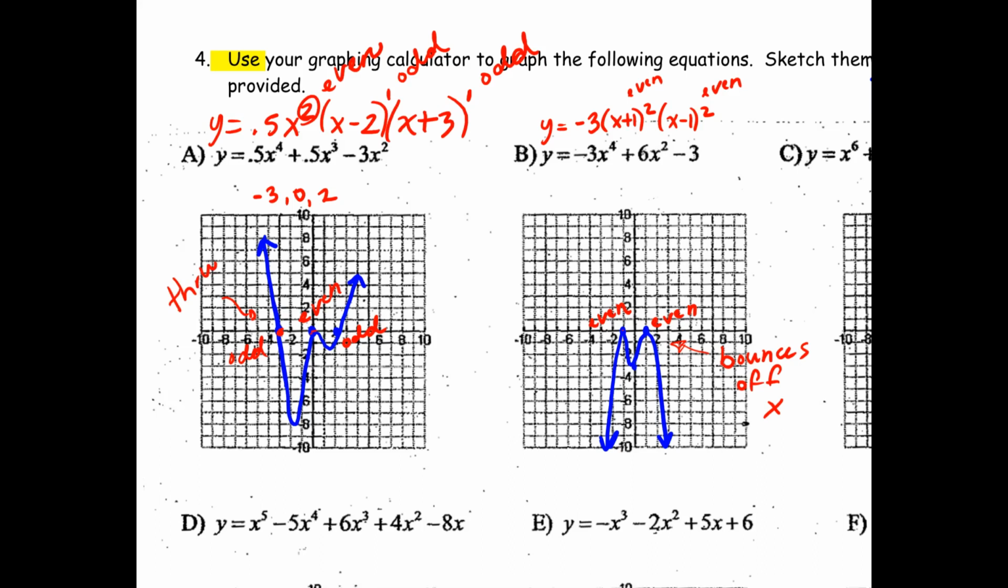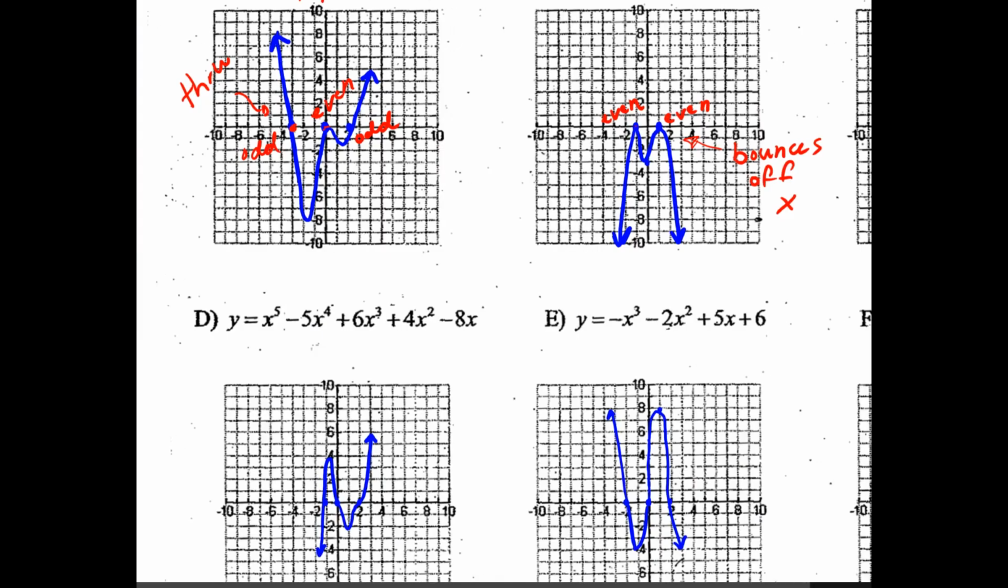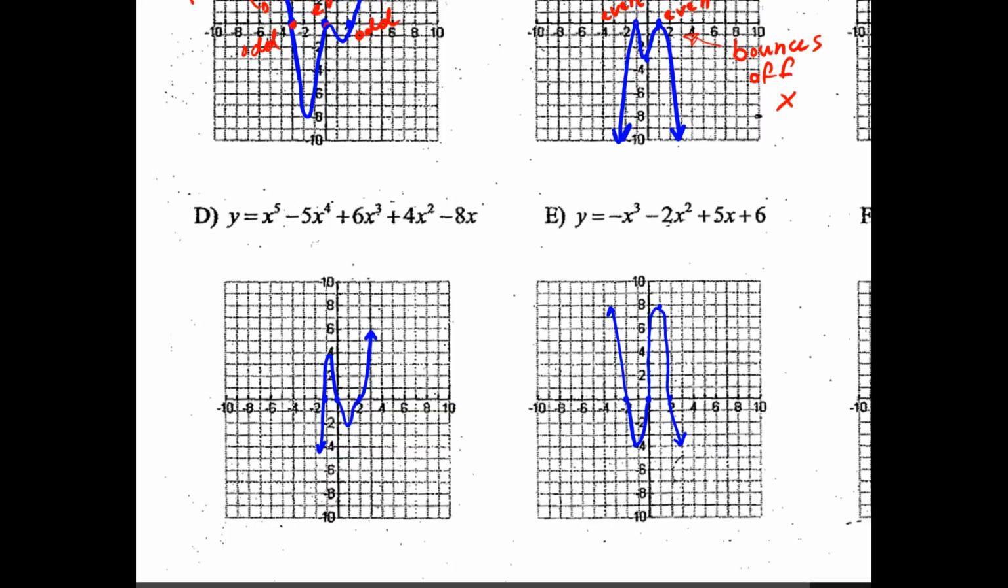Now that is a hard one to see. But if I took a look at the factored form of letter C, I know that this zero value is going to have an odd multiplicity because it's going through. And I know that this zero value is going to have an odd multiplicity because it's going through. If I was looking at my partner's paper for letter D, the factored form, I would know that this zero value has an odd multiplicity, this one has an odd multiplicity, this one has an odd multiplicity.